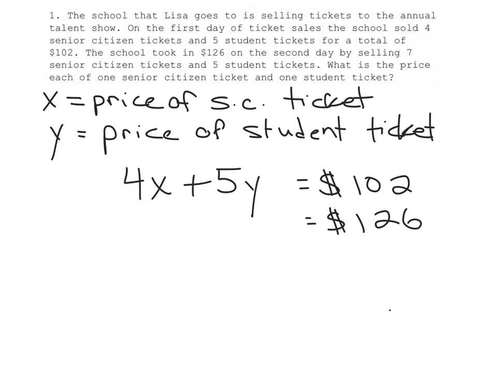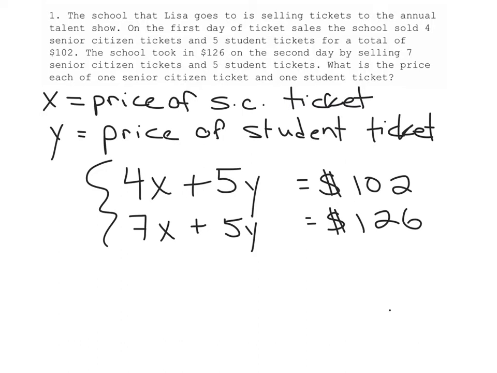Same concept for the second equation. They took in $126. They sold 7 senior citizen and 5 student again. So 7x plus 5y equals 126. That is our system. So now we're on step 4, which is solve.